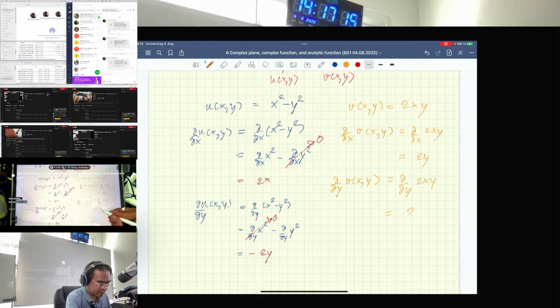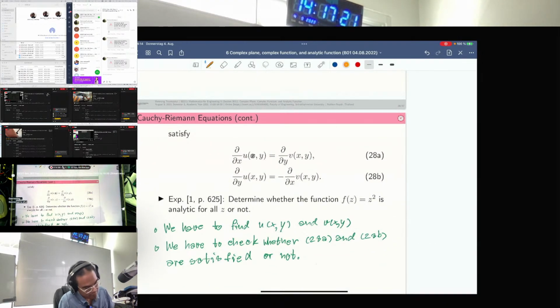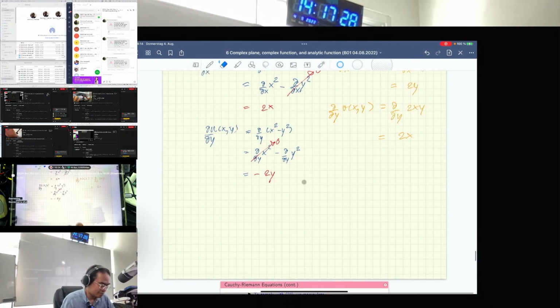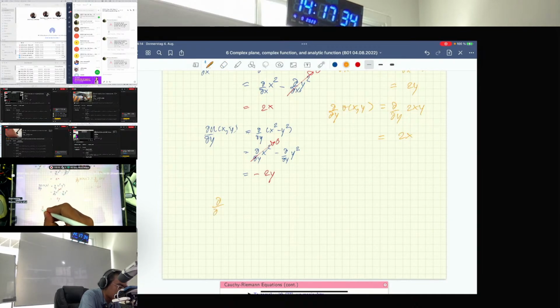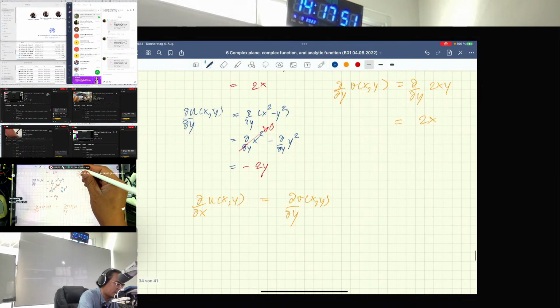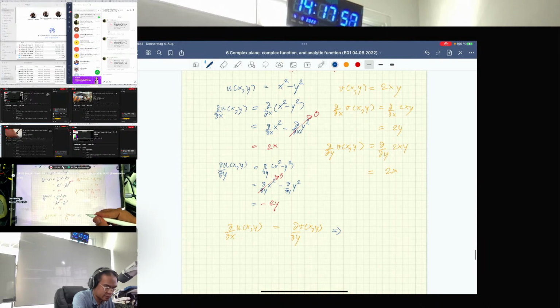Okay, and now let's check the equations by Cauchy-Riemann. The partial of u with respect to x and the partial of v with respect to y. Let's see what that is then. The partial of u with respect to x is 2x, right? The partial of v with respect to y is also 2x. Oh yes, that's great.